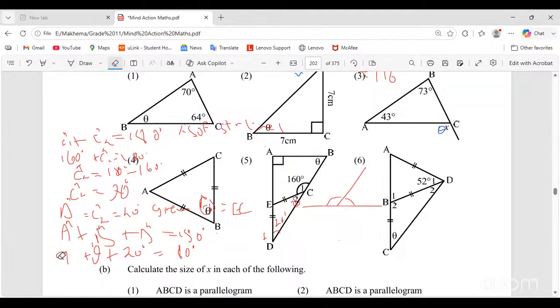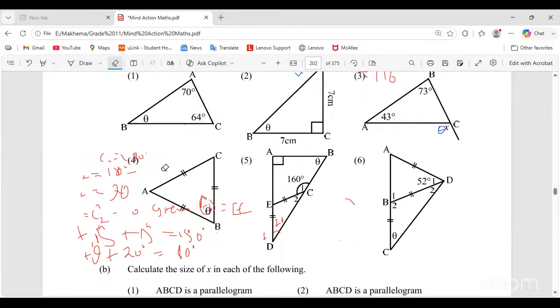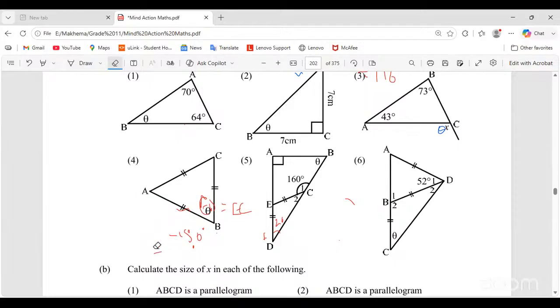Okay, let me erase this part. I erase, I erase, I erase. Okay, all right, there we go.